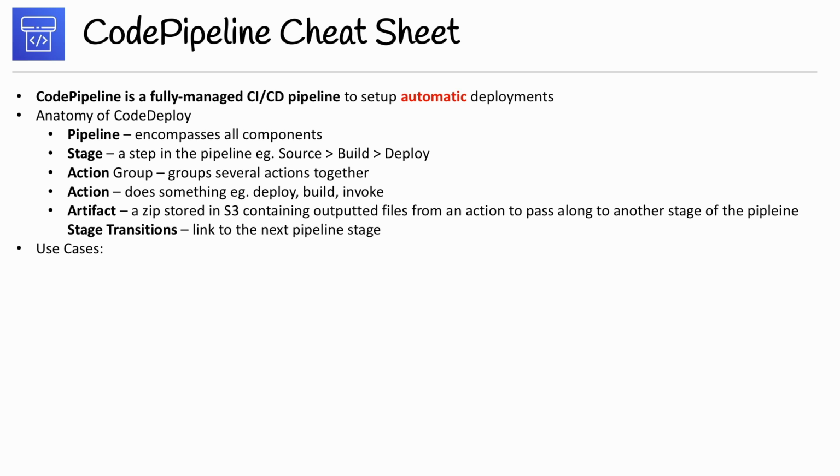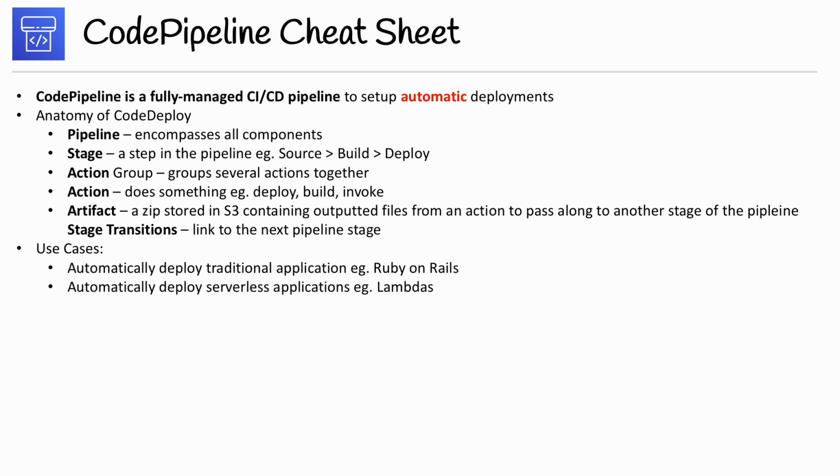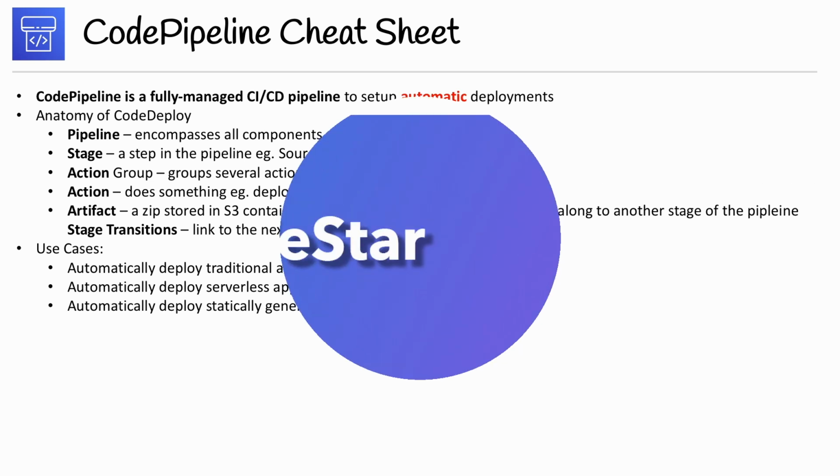And so we'll just look at some use cases here for CodePipeline. I think we have three. So automatically deploy a traditional application. So that could be like Ruby on Rails, Django, Laravel. Automatically deploy serverless applications. So that would be using Lambdas, Step Functions. And the last here would be automatically deploy statically generated websites. So that would be Jamstack, Gatsby, and stuff like that. So if you generally know what CodePipeline is, you'll be good for the exam.